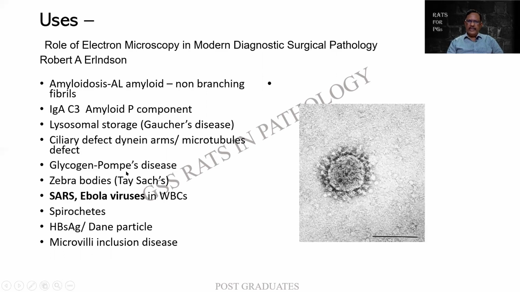Glycogen in Pompe's disease in the myocardial fibers. Zebra bodies in the lysosomes in a case of Tay-Sachs disease. SARS and Ebola viruses can be identified. Some of these are restricted to microbiology. So this is a SARS virus which can be identified over here. Dane particle in a case of hepatitis, spirochetes. All these are other additional uses which you shall be remembering.